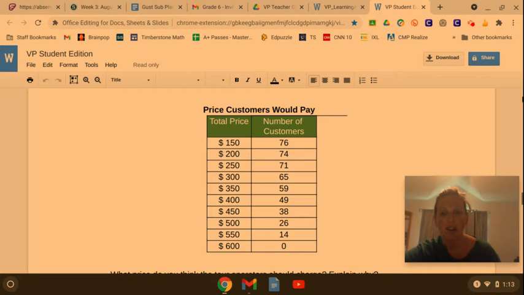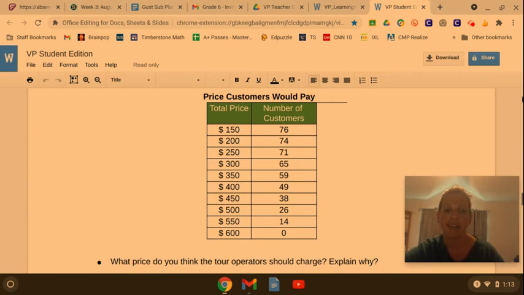Okay. So on your worksheet, I'm going to have you write at the top a prediction. I want you to make a prediction. What price do you think the tour operators should charge? Explain why. So just pause for a minute here. Write that question at the top of your paper, and then explain why you think that would be a good price. So you can use the numbers in the table to help you make that prediction. And then I'm going to turn my screen over to your worksheet so that we can talk a little bit more about it. Okay?